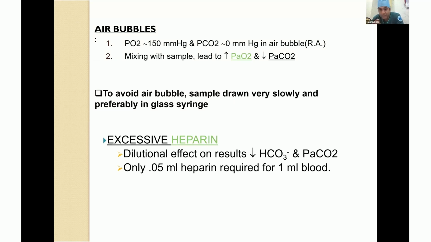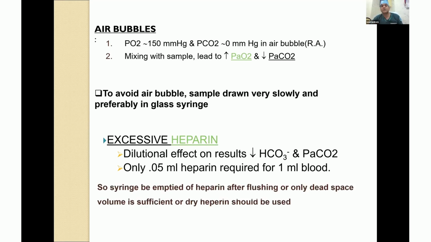If you take more heparin, there will be dilutional effects on the results, with a decrease in bicarbonate as well as a decrease in PaCO2 values. So the syringe should be emptied of heparin after flushing, or only the dead space volume is sufficient for dry heparin. This is one very important aspect when we are withdrawing the sample. Just flush with heparin. You will not require more than 0.05 ml of heparin.